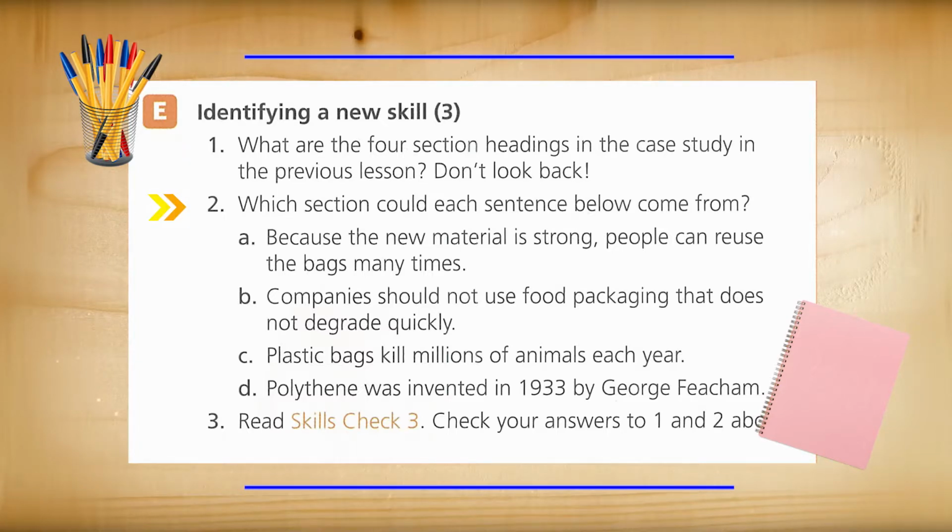2. Which section could each sentence below come from? A. Because the new material is strong, people can reuse the bags many times. From the solution. B. Companies shouldn't use food packaging that does not degrade quickly. This is part of the problem. C. Plastic bags kill millions of animals each year. The problem. D. Polyethylene was invented in 1933 by George Fetcham. This is like a background.